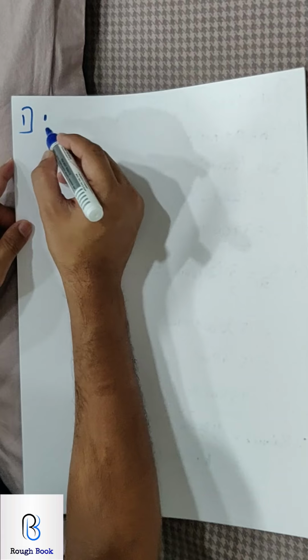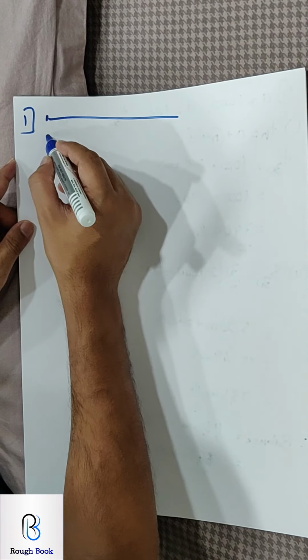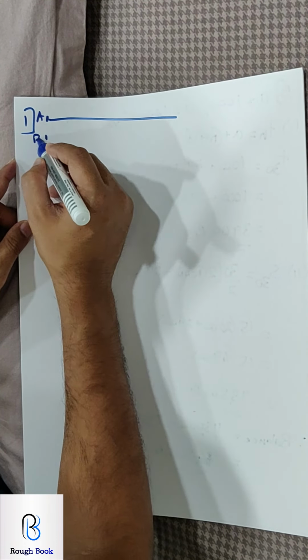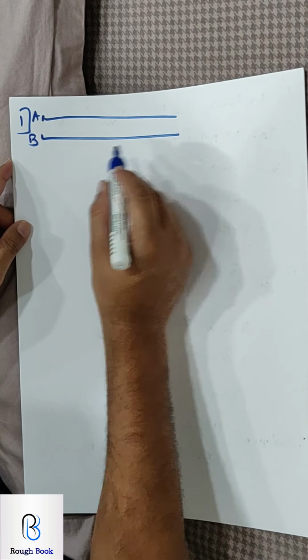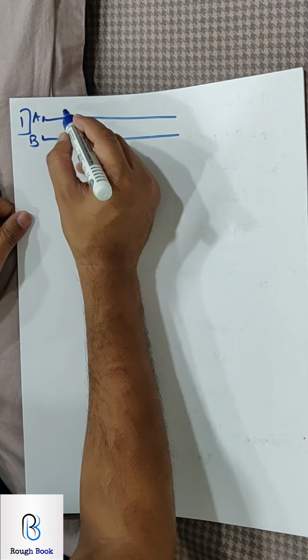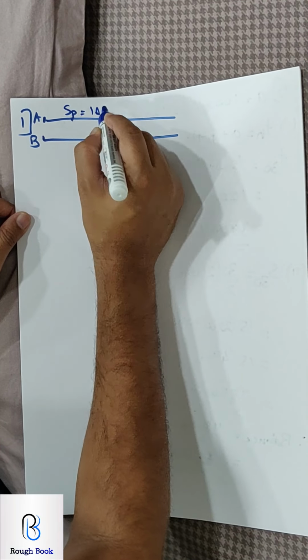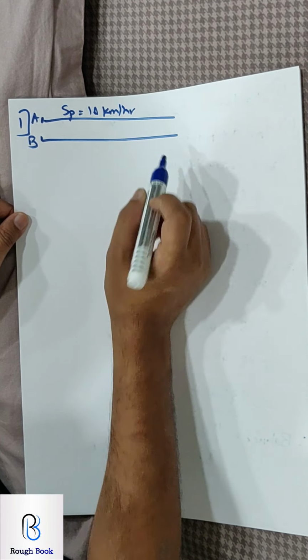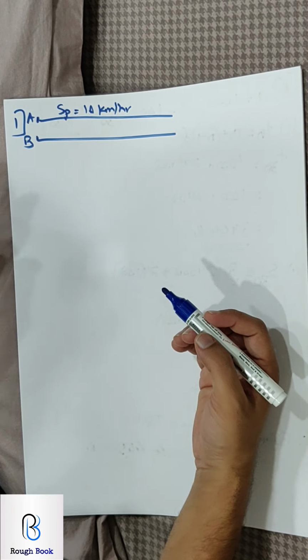So I want everyone to look here. There are two cars. One is car A and one is car B. In the same direction, both are going. The first car goes at the uniform speed of 10 kilometers per hour, not percent, sorry. 10 kilometers per hour constant.